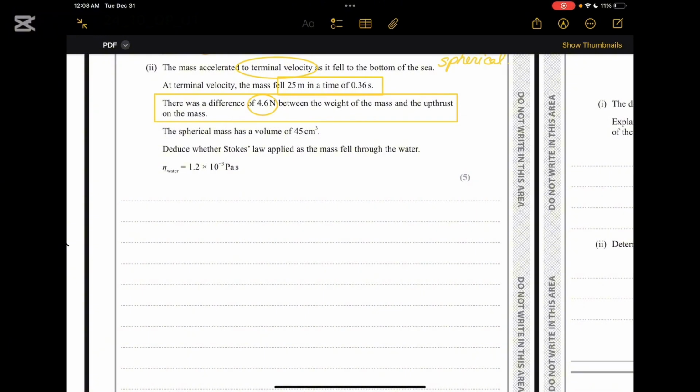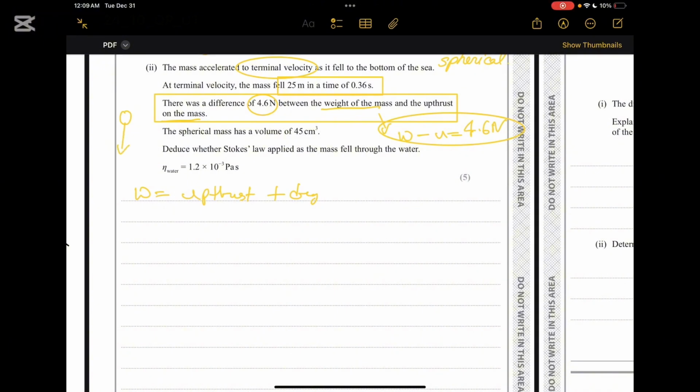Okay, so as something is falling, its weight needs to be greater than the upthrust. So we can say from here that weight minus upthrust is equals to 4.6 Newton, right? They have said the difference between the weight of the mass and the upthrust on the mass is 4.6. That's why we have written weight minus upthrust is equals to 4.6 Newton. And we all know that weight is equals to upthrust plus drag when something is falling downward.